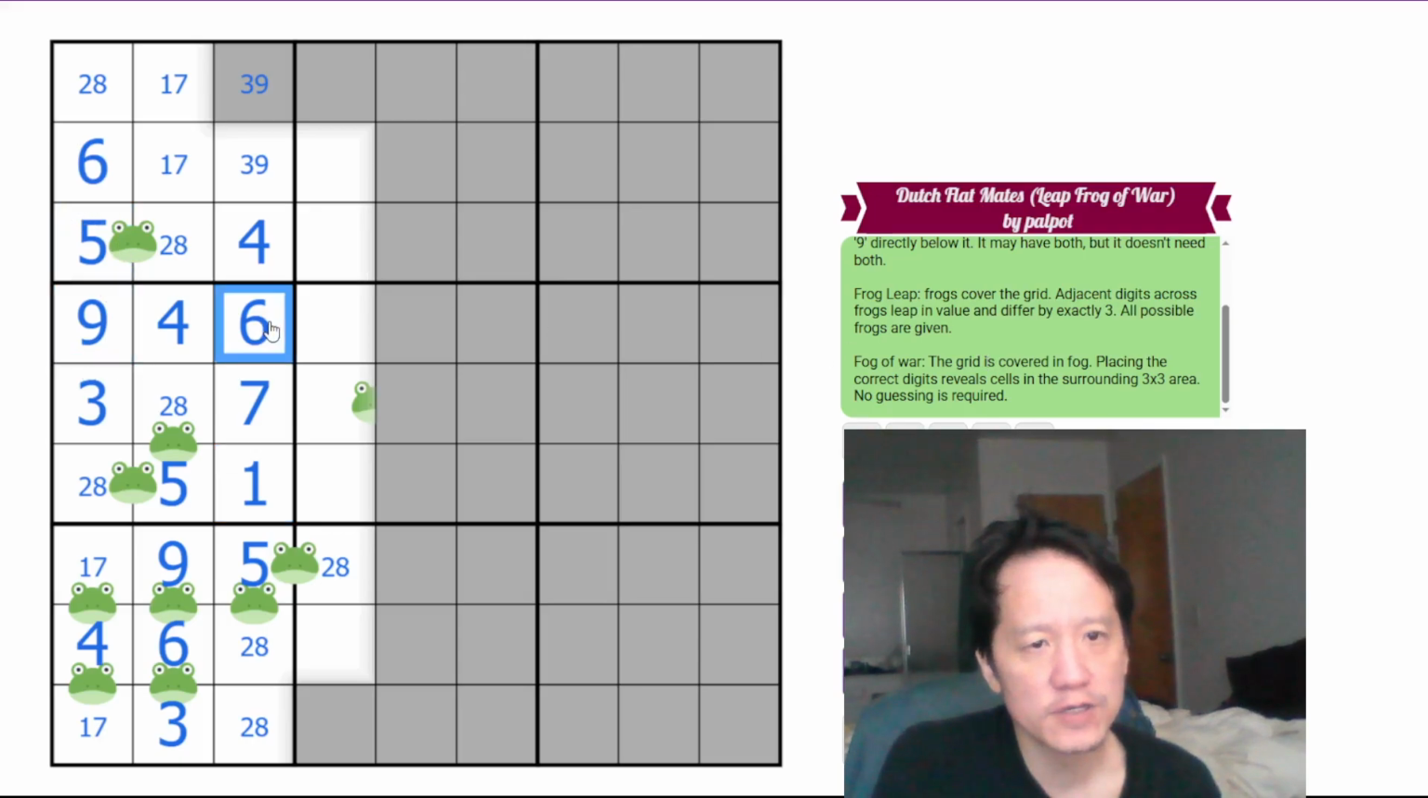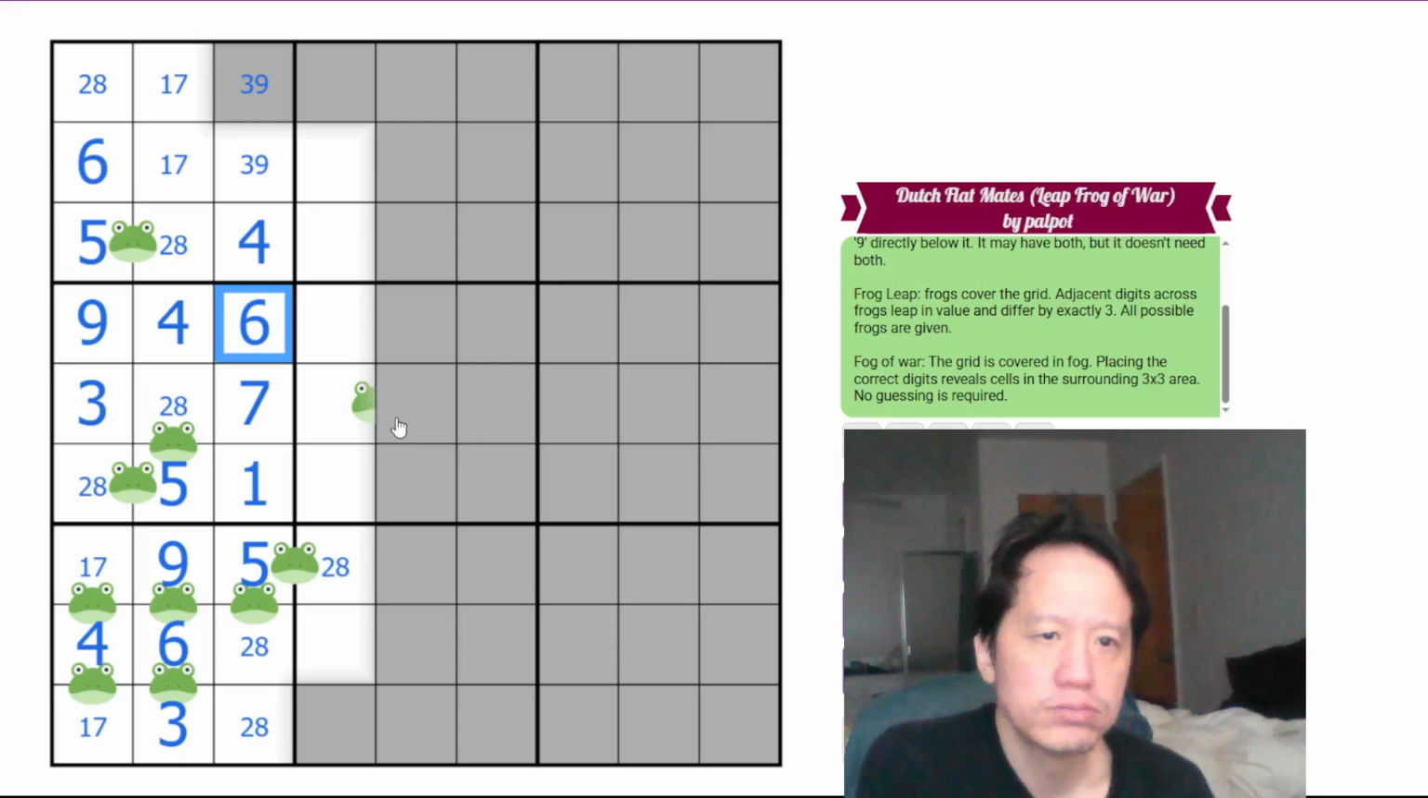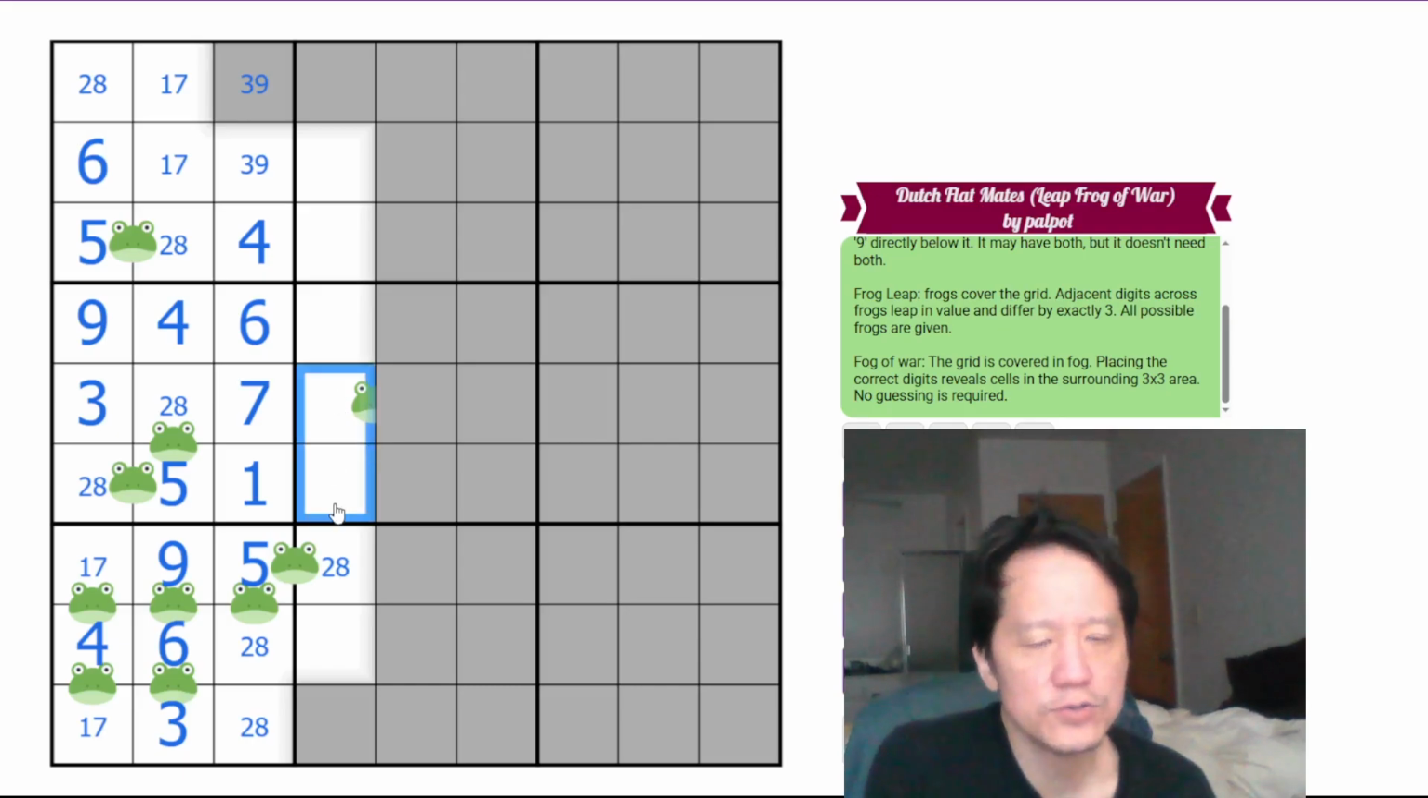So we have a 5 with a 9 directly above it. Let's see, what else do we have? Do we have anything? This can't be 4. These can't be 4. And this can't be 4. This can't be 7 or 1. Oh, these two can't be 4.